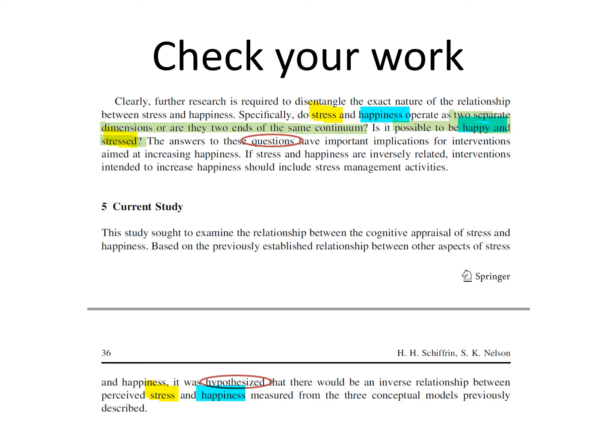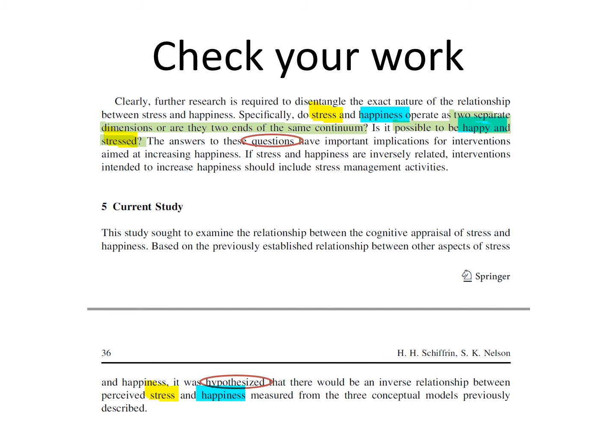The Schifrin and Nelson article gives us another example of how authors present their focus. The current study heading on page 35 might have helped you find the hypothesis. Given that the introduction section ended with that, you might have used the keyword search or just skimmed a little more and found the questions in the previous paragraph. Those questions help us understand a little bit more about why the authors are interested in the relationship between stress and happiness, so they're helpful to include in our notes.